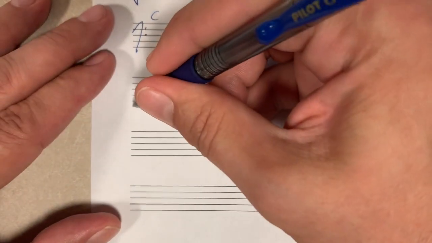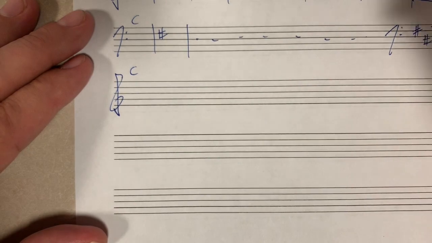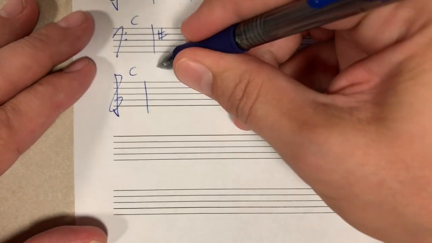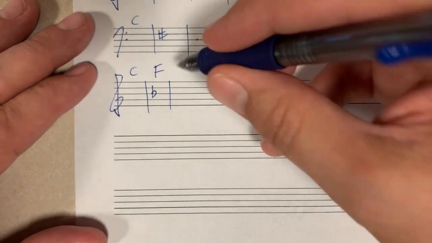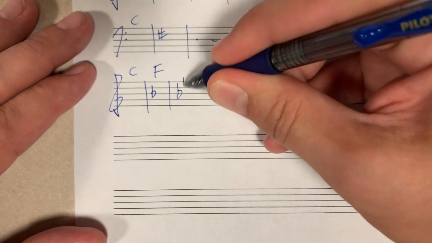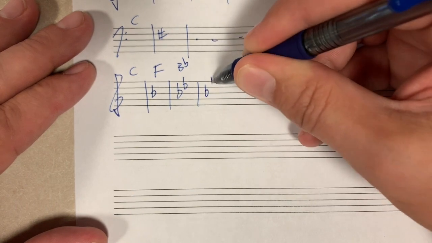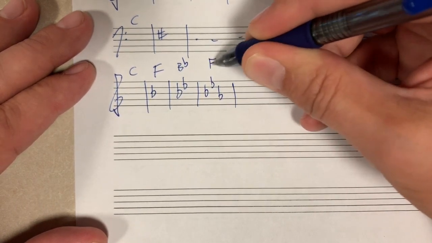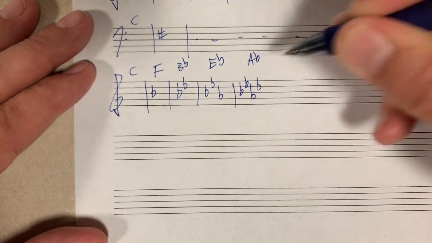Flats, let's go through flats. So for flat keys, you got your C, no flats. You got your F, B flat, and we start on that middle line with the B flat. And then B flat and E flat for our key of B flat. B flat, E flat, and A flat for our key of E flat. For our key of A flat, we have B flat, E flat, A flat, D flat.